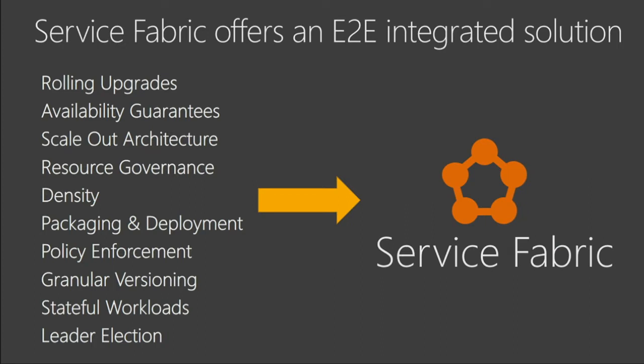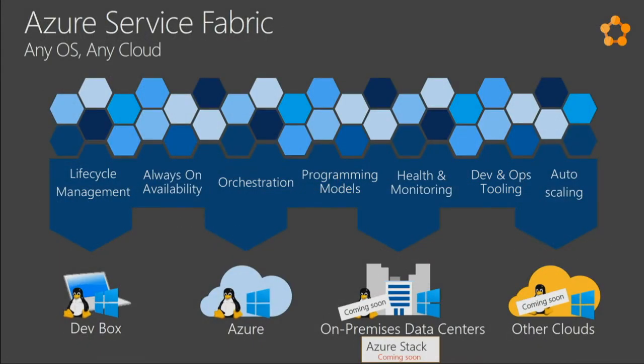So with Service Fabric, what you're going to get is an integrated solution. It's an end-to-end integrated solution. We take you right from developing your microservices, lift and shift your existing microservices and containers, as well as actually run them in Azure or pretty much anywhere. And it solves all the problems that I talked about earlier, like rolling upgrades, availability, scale on-demand, stateful workloads, leader election. All these hard problems are solved by Service Fabric in one package solution. And it is very versatile in the sense that you can run it on any OS and any cloud.